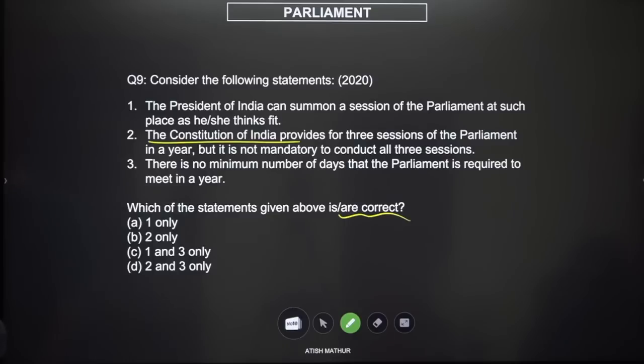Now, this question can be done through a very, very simple trick. All right. Let us try and answer this question.